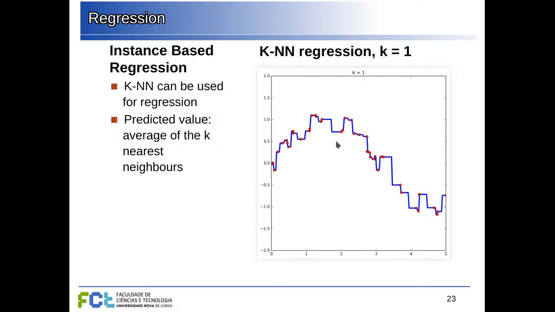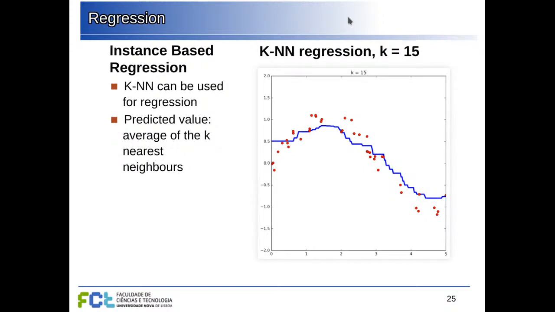For example, with k equals 1, we have these steps here because we always take the value of the nearest point in our training set. So if we want to predict the value here, the nearest point is there, we take the same value and move on in that way. If we increase the neighborhood, then we start averaging over the points surrounding each prediction that we want to make, and we can have something that is a bit more smooth.